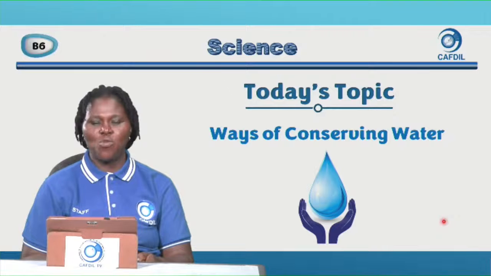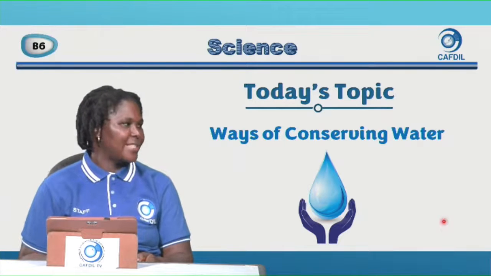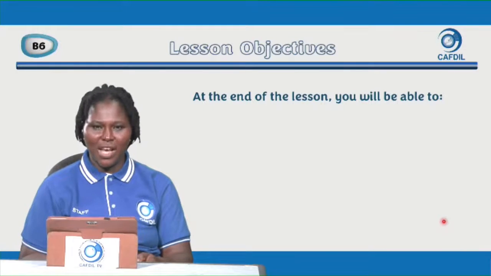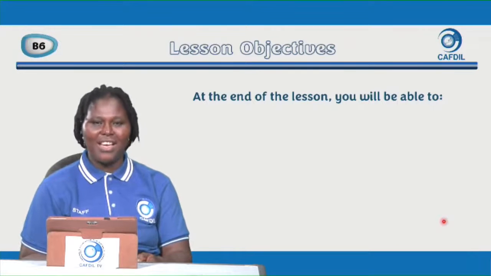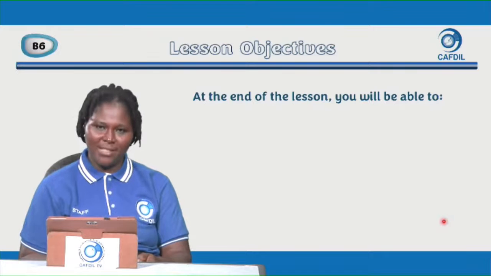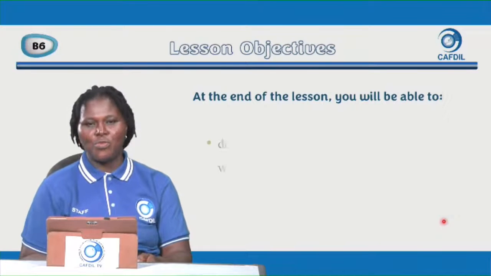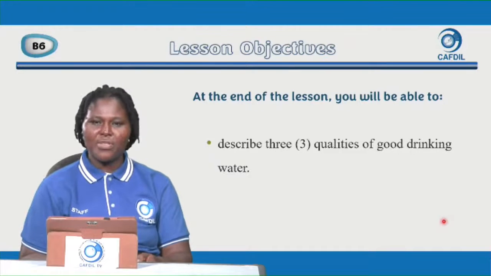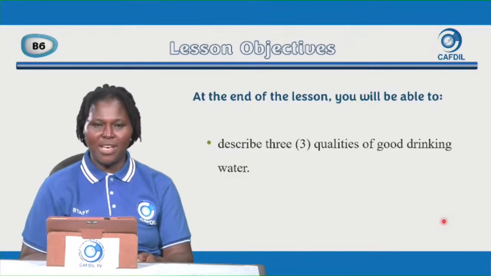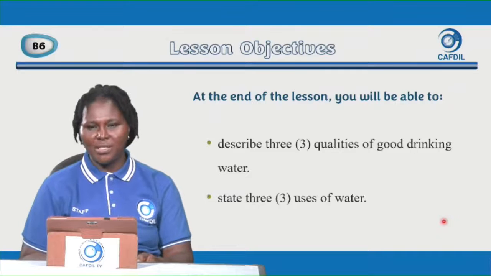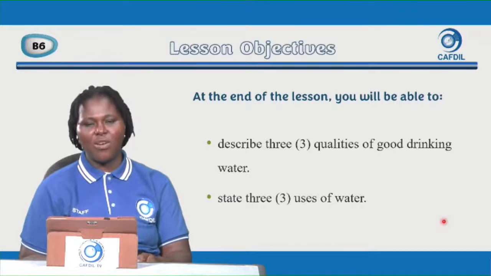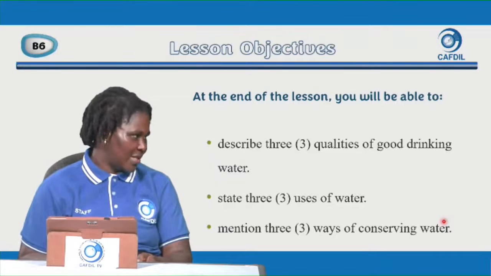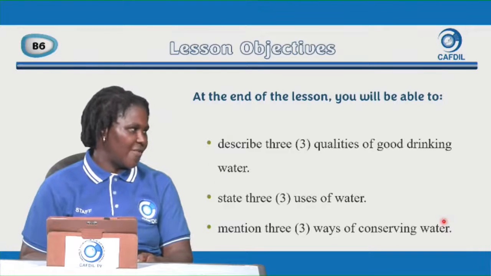Before we start today's lesson, let us look at our lesson objectives. It reads, at the end of the lesson, you will be able to: one, describe three qualities of good drinking water; two, state three uses of water; and three, mention three ways of conserving water.